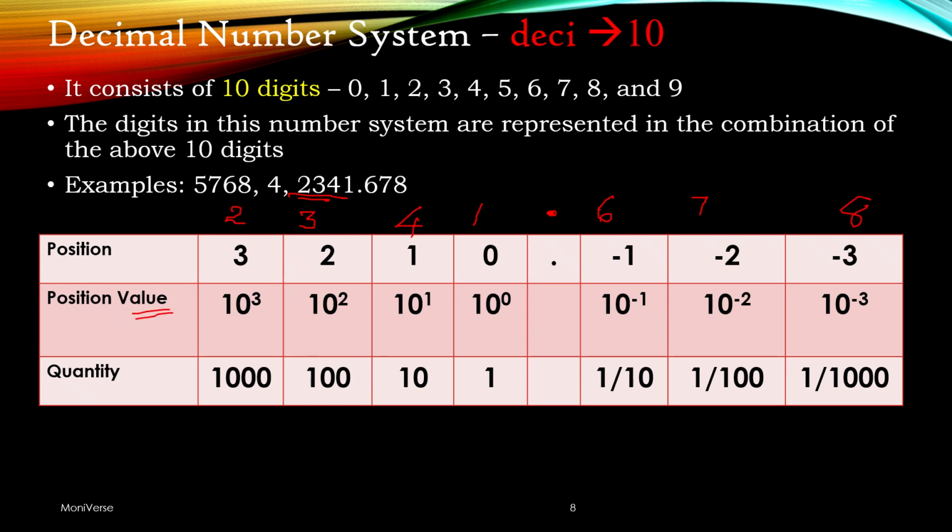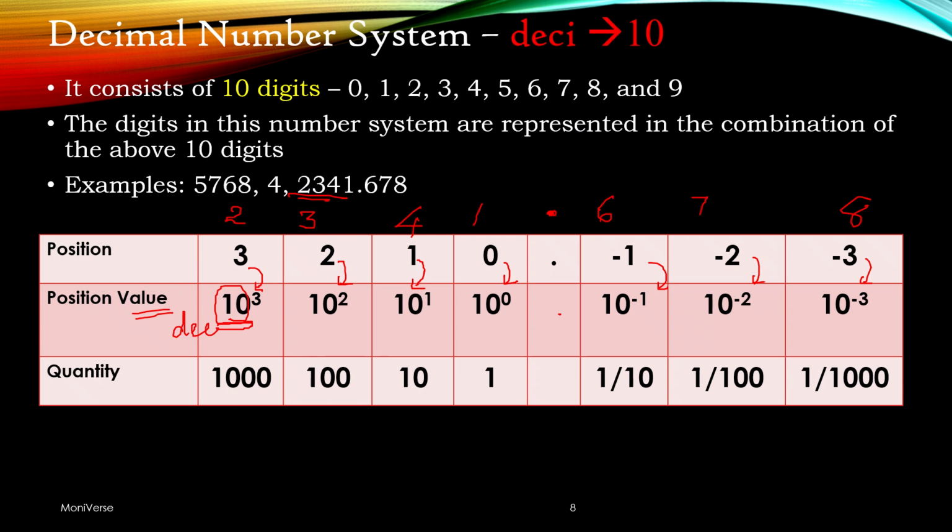The positional value is defined by means of the exponential value of 10 because it is a decimal number. That's why here we are putting 10. 10 to the power 3, the position comes here. 10 to the power 2, 10 to the power 1, and 10 to the power 0. Likewise, after the decimal point, 10 to the power -1, 10 to the power -2, and 10 to the power -3.